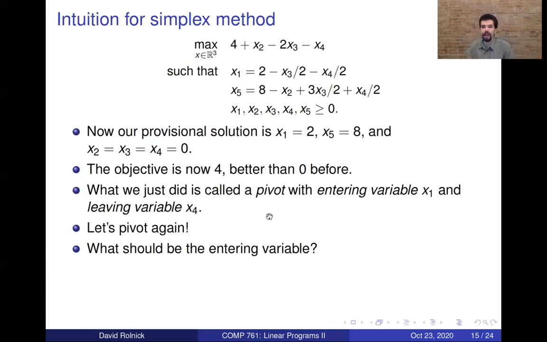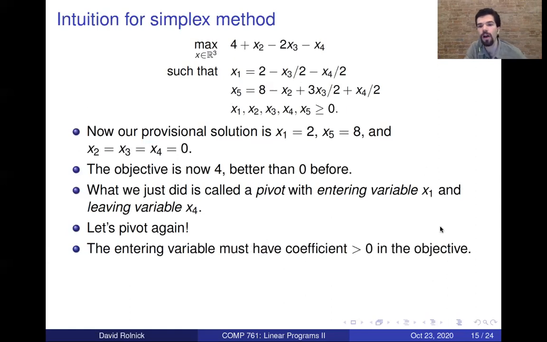OK, so the entering variable should be x2 because it has to have coefficient greater than 0 in the objective function. If we increased x3, we would make the objective function actually smaller. And we can't make x3 smaller because it's already at 0. x4 is also already at 0. So nothing we do to x3 and x4 will make our lives better. x2 can make our life better in this particular way, assuming our life is measured by this LP. So we pick x2 as our entering variable.